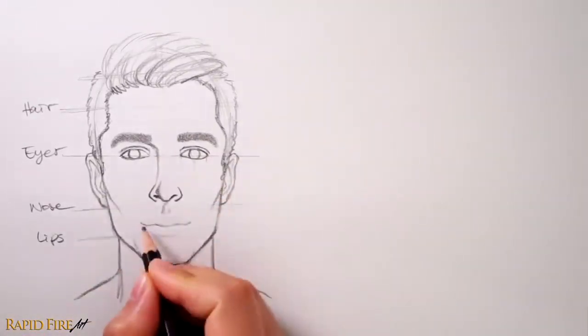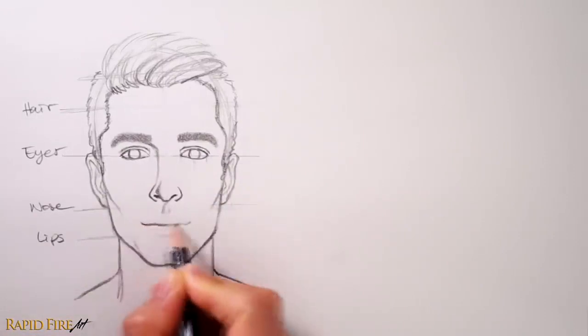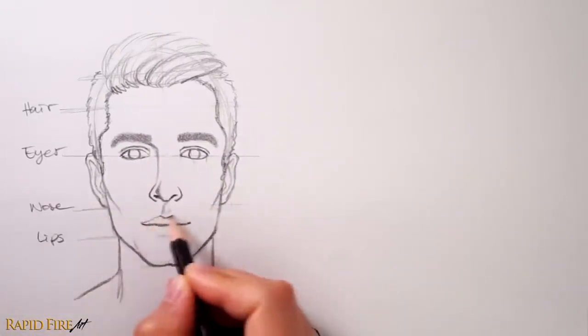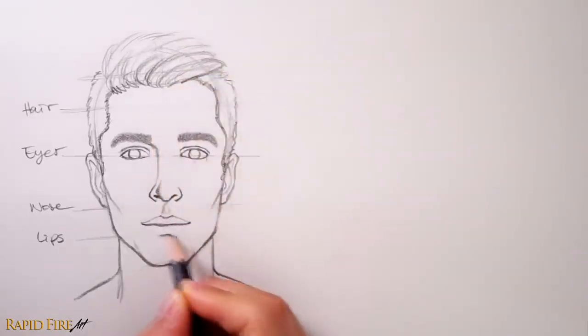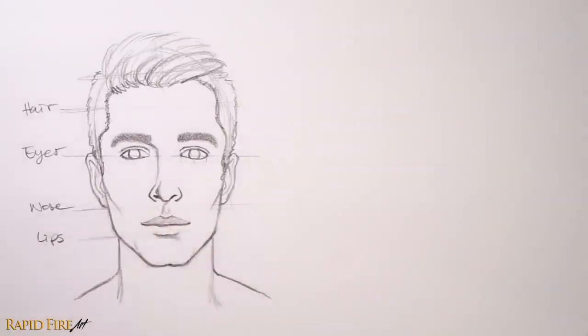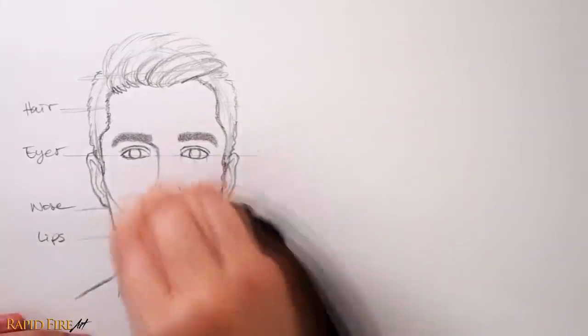Keep your lines fairly light so you can easily erase any part of the face when you want to. This is the thing I love about sketching. You can constantly revise your work until you're satisfied. By the way, my lines are usually lighter than this, but I'm just trying to make them really dark so you can clearly see what I'm doing.